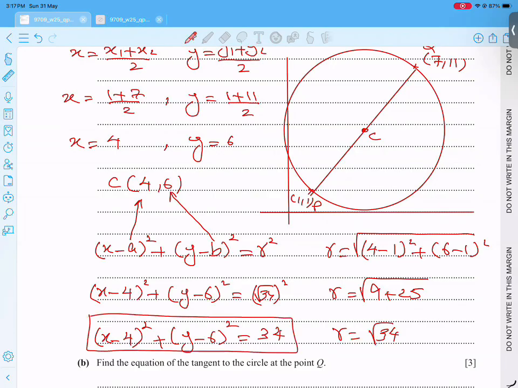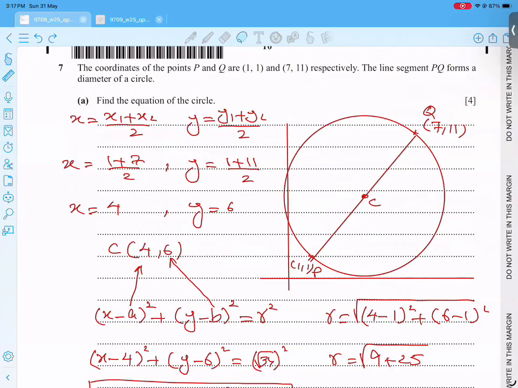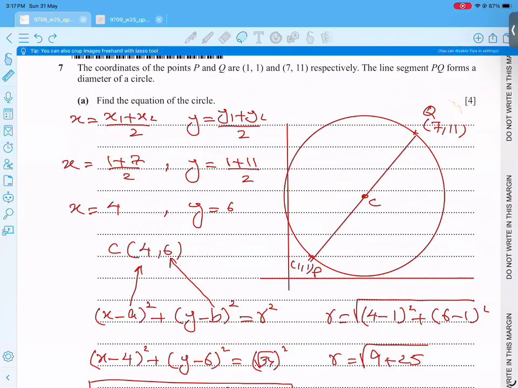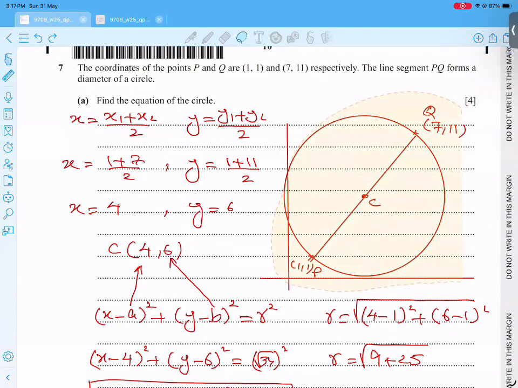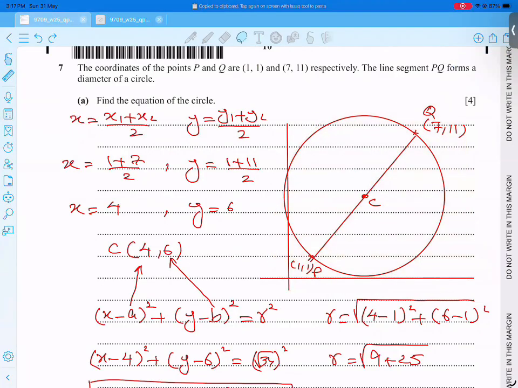Second part, he's asking to find the equation of the tangent at Q. Q is on the top. So for the equation of the tangent, what I'm going to do is copy from here and bring it down.